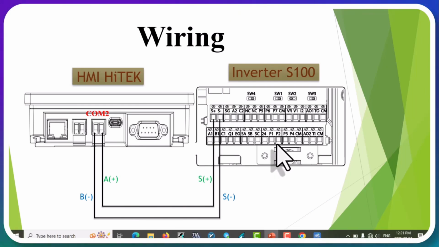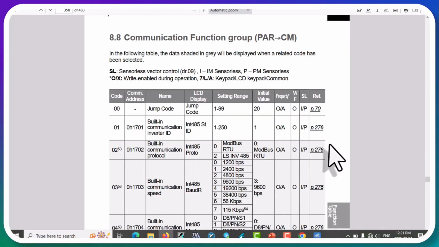Well, after we've done the wiring, what settings do we need to configure on the S100 inverter? And what are the addresses related to the RS-485 network and the Modbus-RTU protocol for this inverter? Let's check the manual to review the addresses and parameters.